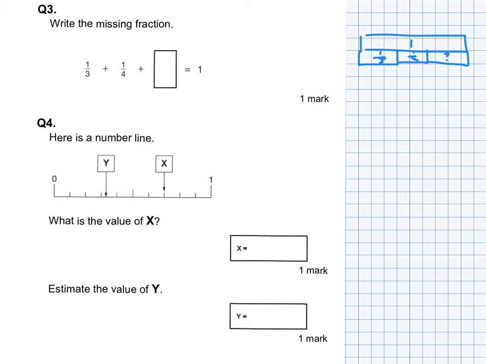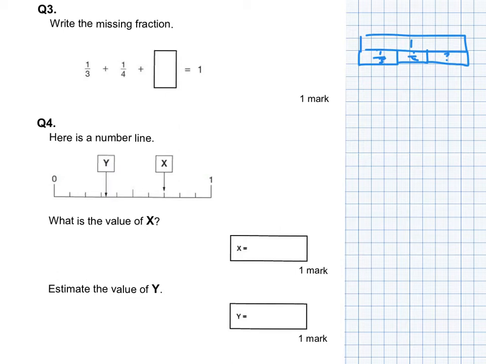Now my bar model's not been drawn accurately there, but it gives you the idea of 2 parts and a third part making the whole. Now what I need is my denominators to be the same, but I can't convert thirds into quarters because 3 doesn't multiply by anything to make 4, not a whole number anyway.